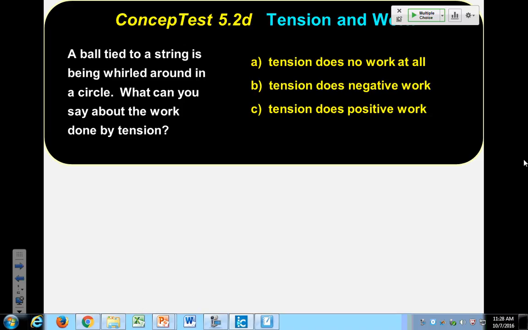I know it seems like it's zero, but if I imagine this, the tension force is always in this direction, and the displacement is always in that direction. We'll get to this in chapter 7 again, but for now, all we need to know is that these are at 90 degrees to one another, so the work done by tension is zero. So A is the right answer.